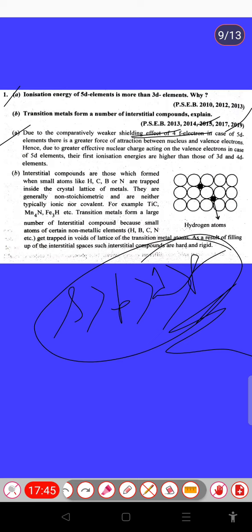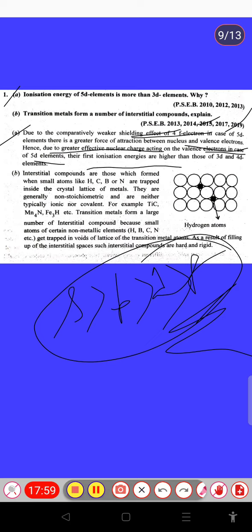There is a greater force of attraction between the nucleus and valence electron, and hence greater effective nuclear charge acting on the valence electron in case of 5d elements. So their first ionization energies are higher than those of 3d and 4d elements. So second question, transition metals form a number of interstitial compounds.